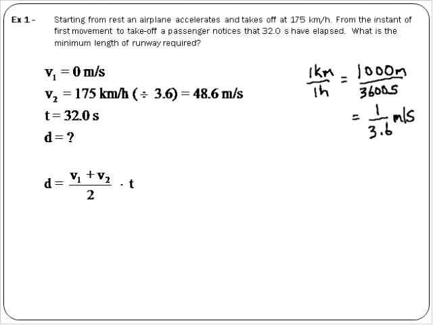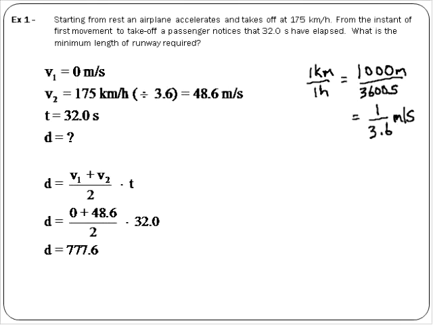So all we need to do then, we plug in our numbers. So we say 0 plus 48.6 meters per second all over 2 times 32.0 seconds. And when you do that calculation, there's what you get as an answer, 777.6.